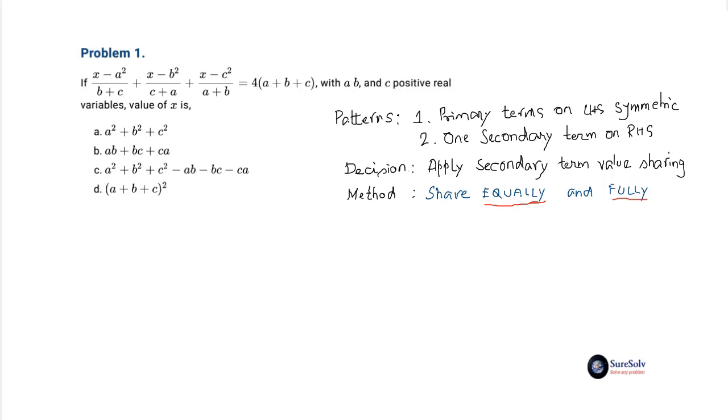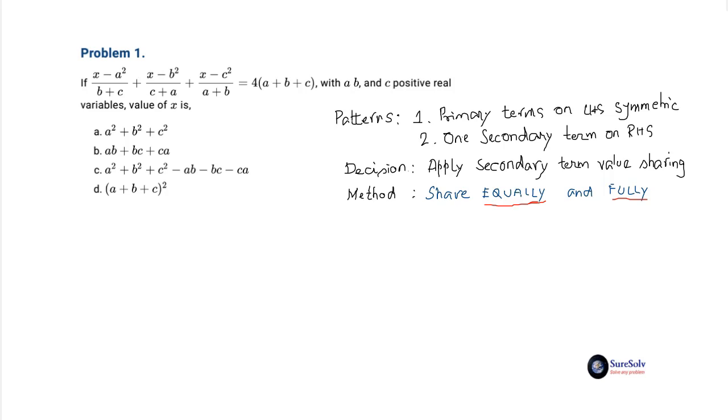The second condition is, on the right hand side there will be an extra term. This we call a secondary term, while the terms on the left hand side we call primary terms. The secondary term here is 4(a plus b plus c). We take the decision then to apply the secondary term value sharing method. In this method, we just share fully and equally the term value on the right hand side between the 3 terms on the left hand side. That's what we have to do.